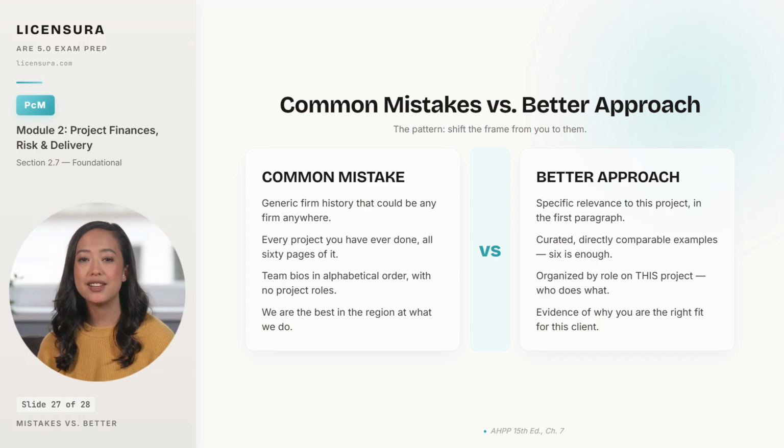Generic firm history that could be cut and pasted from any competitor's website is replaced with a specific paragraph about why this firm is right for this project. The Everything We Have Ever Done portfolio is replaced with 6 curated examples that resemble the project you are pursuing. 6 relevant projects beats 60 random ones every time.